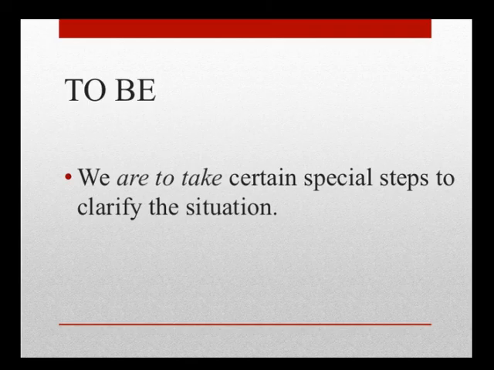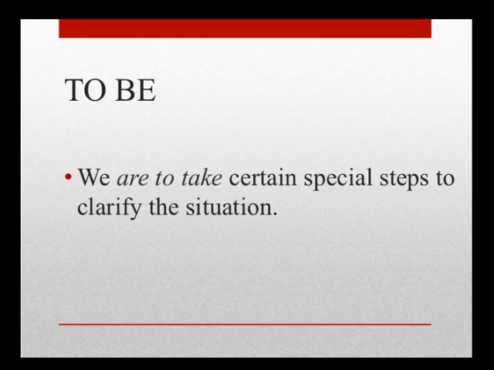When we talk about the verb to be, we also have to deal with certain structures related to this verb. If you look at the following sentence, we are to take certain special steps to clarify the situation. You will see the structural combination of the verb to be with the infinitive, full-fledged infinitive with the particle to. And as you know, this meaning is synonymous to the meaning of have to, right? Or should or must, depends on the context.